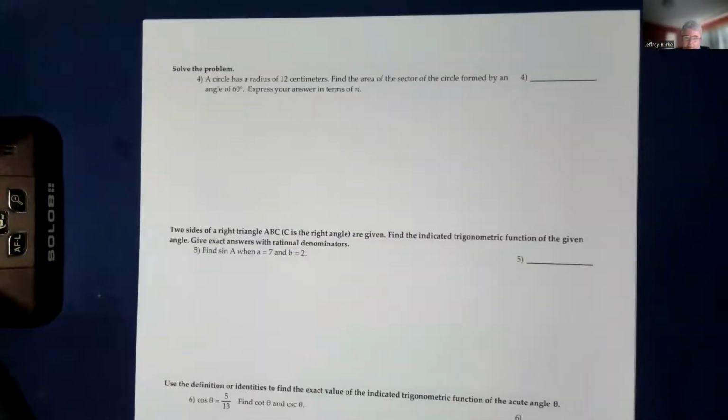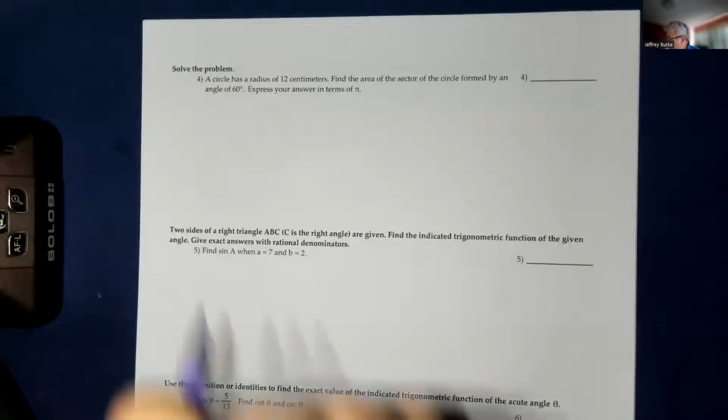It says a circle has a radius of 12 centimeters. Find the area of a sector of the circle formed by an angle of 60 degrees. Express your answer in terms of pi. So in this one, we're given an angle of 60 degrees.